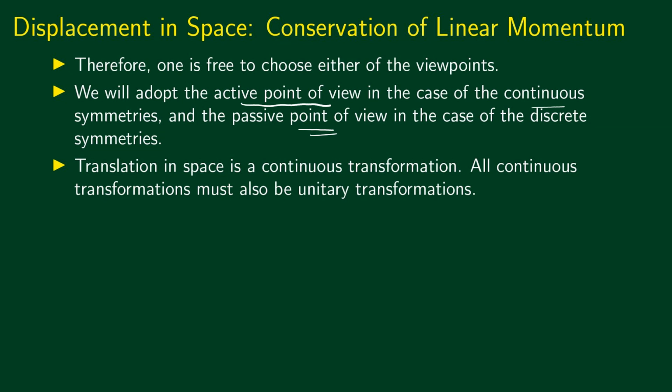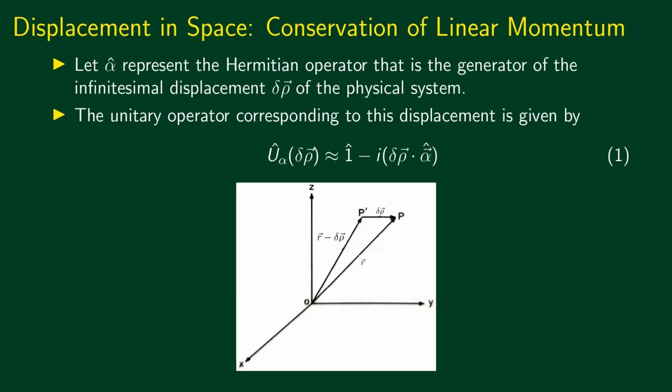Coming back to translation in space. Translation in space is a continuous transformation, and all continuous transformations must also be unitary transformations. Can you think of why this has to be true? I leave that as an exercise. Earlier we said that a symmetry transformation is either unitary or anti-unitary, and it can be shown that all continuous transformations must be unitary transformations. So all these continuous transformations we are going to talk about, translation in space, rotation in space, or translation in time, are all going to be unitary transformations. So space translation is a unitary transformation, and there has to be a unitary operator corresponding to this transformation.